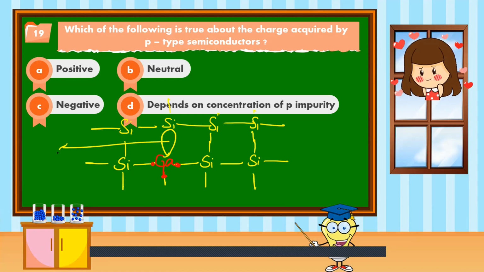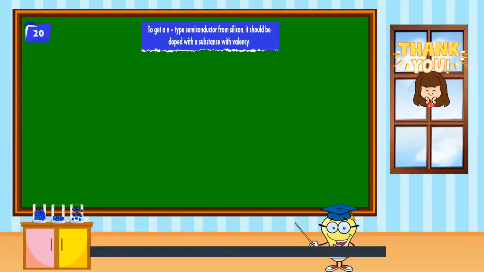This is called a hole. Where there is no bond, that is called a hole. This hole is responsible for conductivity. So in p-type semiconductors, the conductivity is because of the hole. That hole does not have any positive or negative charge. And now let's see about n-type semiconductors.